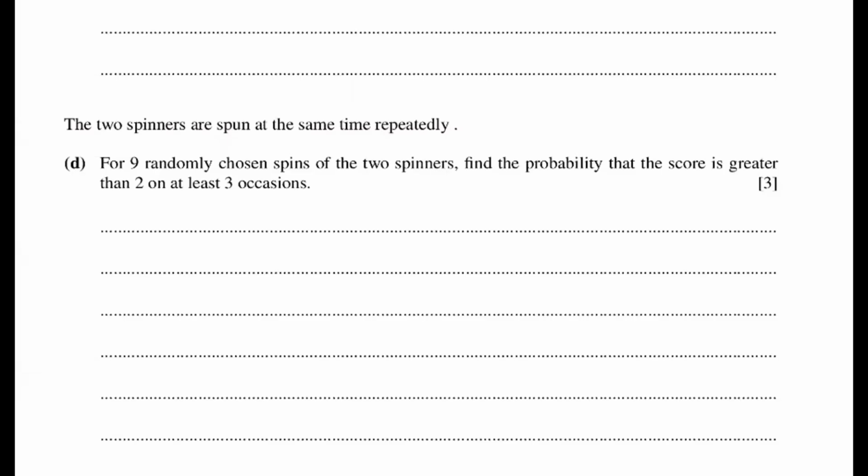Repeatedly, okay, and then they say the score is greater than 2 on at least 3 occasions. The score of the 2 spinner. Oh my god, that means I have to make a new table again. Seriously? I think so. 1, 2, 3, 4, 5. So we have the score greater than 2 with the 2 spinner, on the 2 occasions.